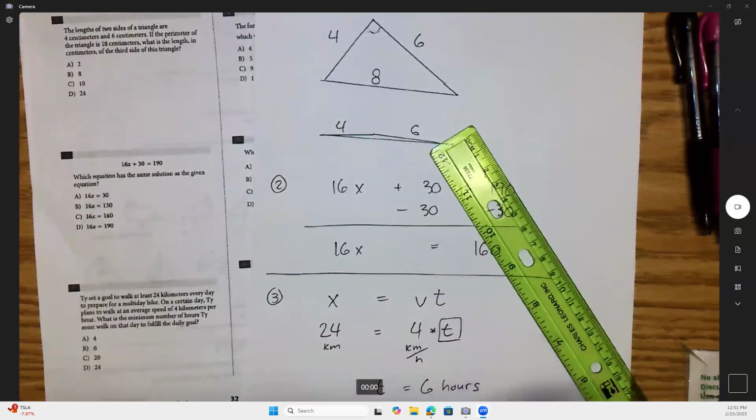Now, you guys see SAT format, they'll phrase it in such a way that it's just a number, right? Because they say how many hours, so the answer is 6. So number 3 is B. 3 is B.